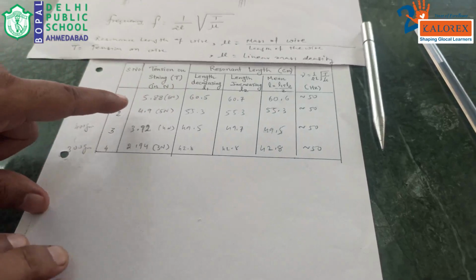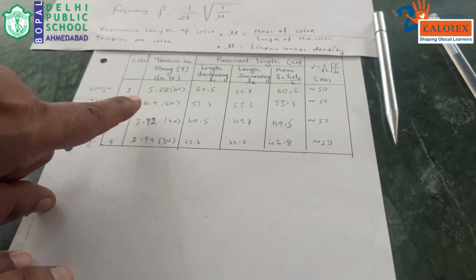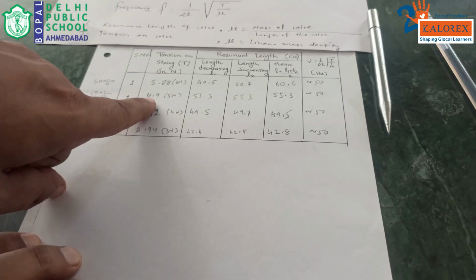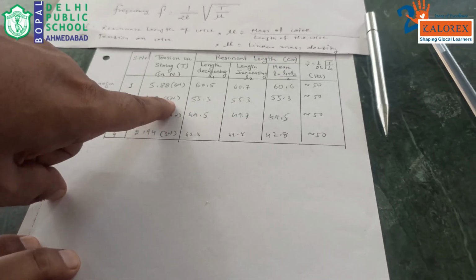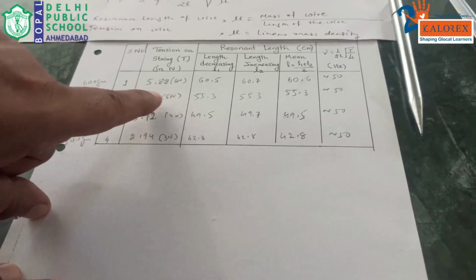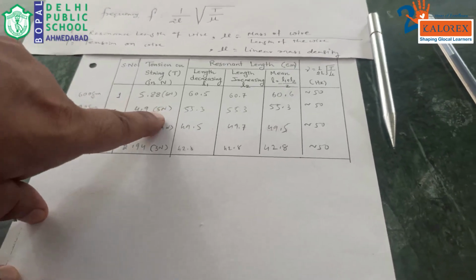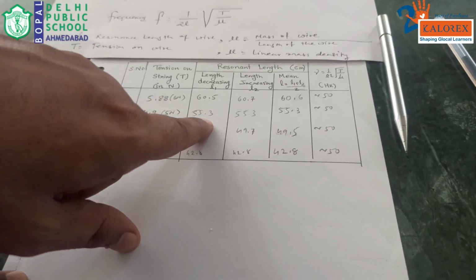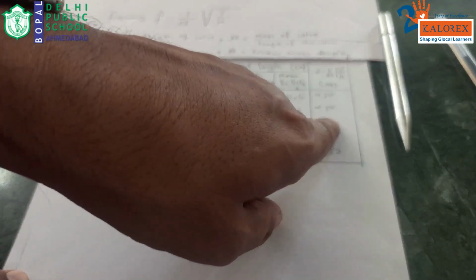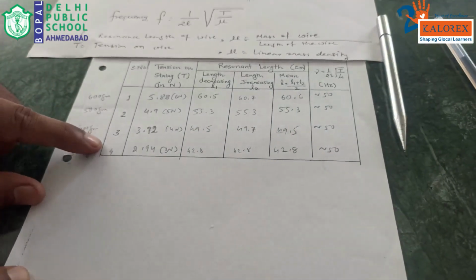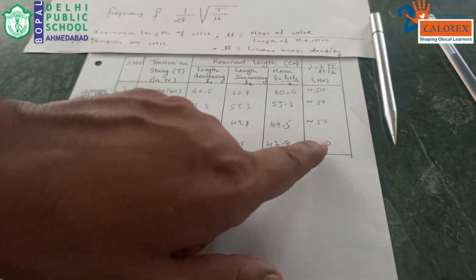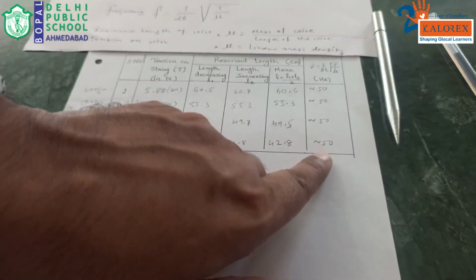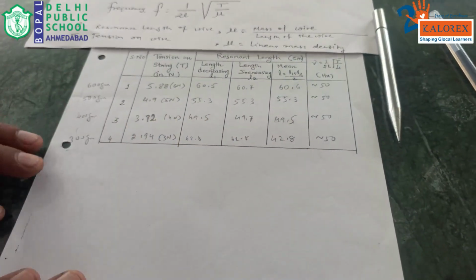Similarly, we have gone for the second observation by suspending a weight equal to 4.9, reducing the tension to around 5 Newton. So we have reduced the weight by 100 gram, and the corresponding tension is 5 Newton, and we have found the lengths L1, L2, and then the frequency. In this way, you have to take around 4 readings, and the corresponding frequency you calculate has to come near about 50 hertz. So in this way we can do the experiment.